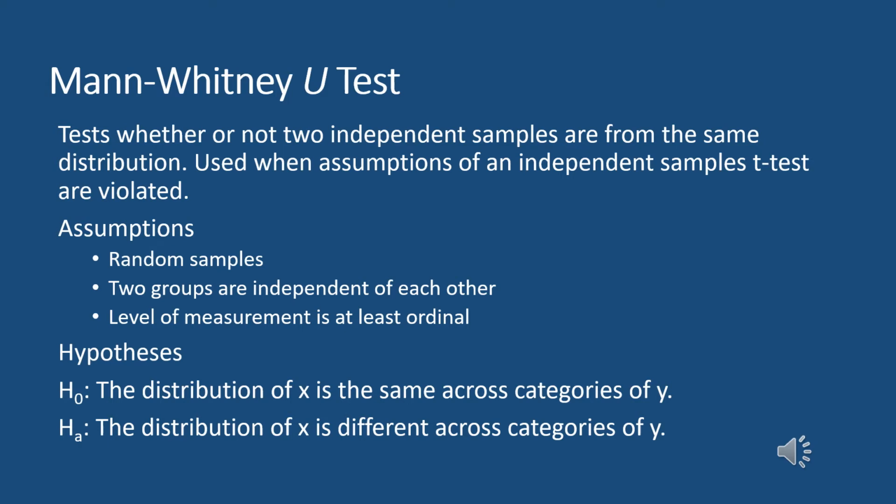The null hypothesis is the distribution of X is the same across categories of Y, and the alternative hypothesis is the distribution of X is different across categories of Y. This is one of the tests that you'll have an opportunity to do hands-on in the Cronk book, and you'll be using some of the new features that are available in SPSS to help you run these tests.